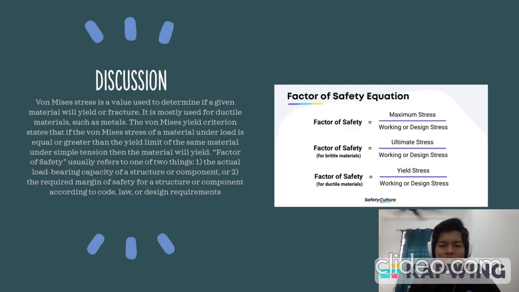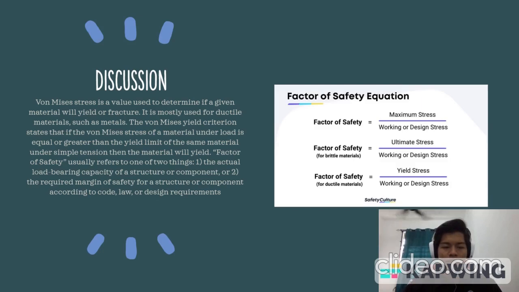So the von Mises yield criterion states that if the von Mises stress of a material under load is equal or greater than the yield limit of the same material under simple tension, then the material will yield. So the factor of safety usually refers to two things: the first one is the actual load bearing capacity of a structure or component, and the second one is the required margin of safety for a structure or component according to code law or design requirement.